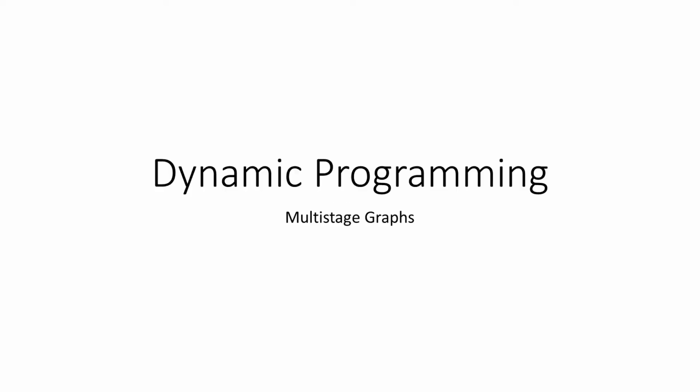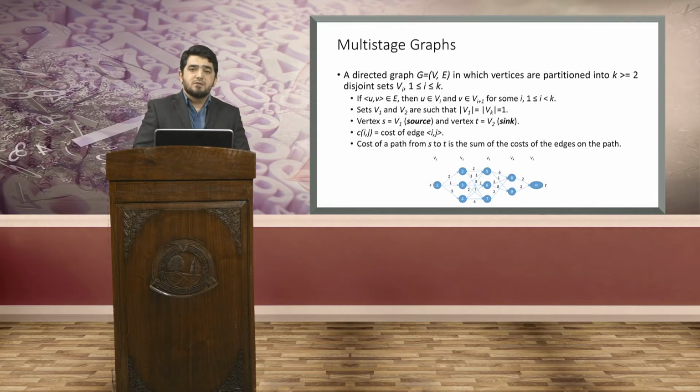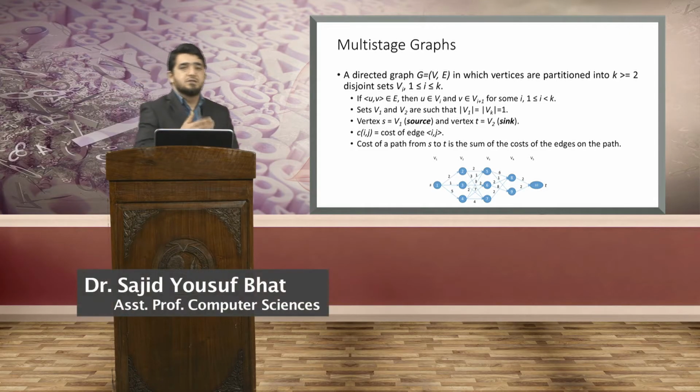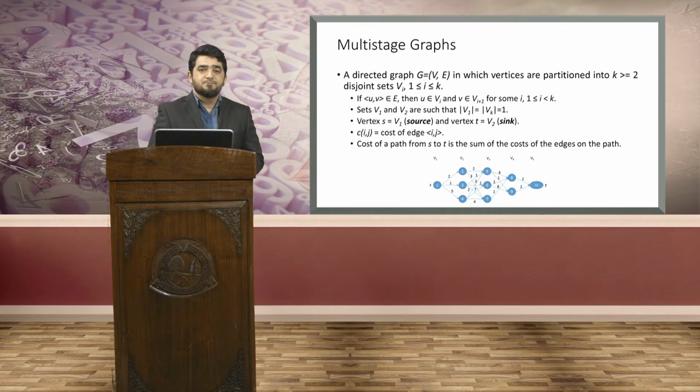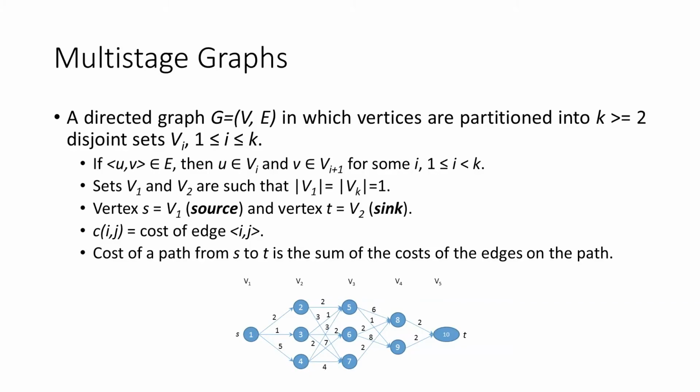So what are multistage graphs? A multistage graph is a directed graph represented as G = (V, E) in which vertices are partitioned into k greater than or equal to 2 disjoint sets. So we have a graph whose vertices are partitioned into k disjoint sets, and there are some properties in this graph as well.